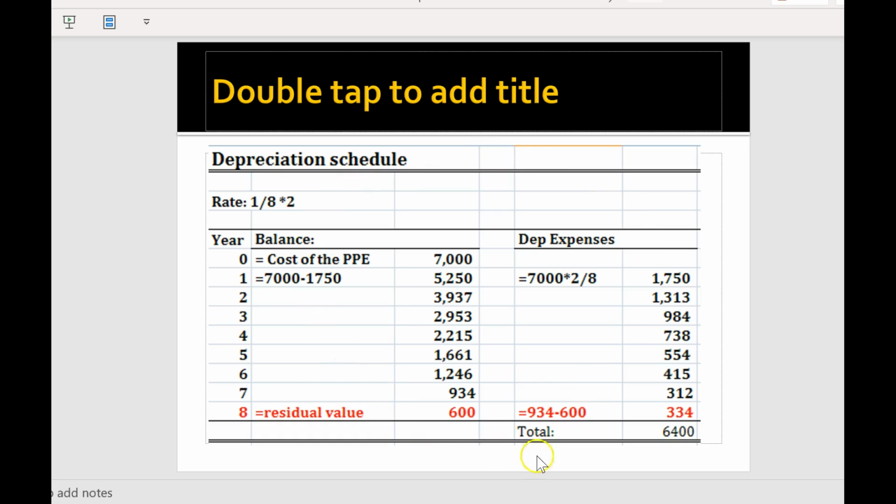And here is the solution. And notice that at the end of the 8th year, you need your asset to be ended up with the salvage value. That means the last year's amount is the difference between the previous year's balance minus the salvage value, whatever that is. It could be a little bit higher than year 7, but that's fine.